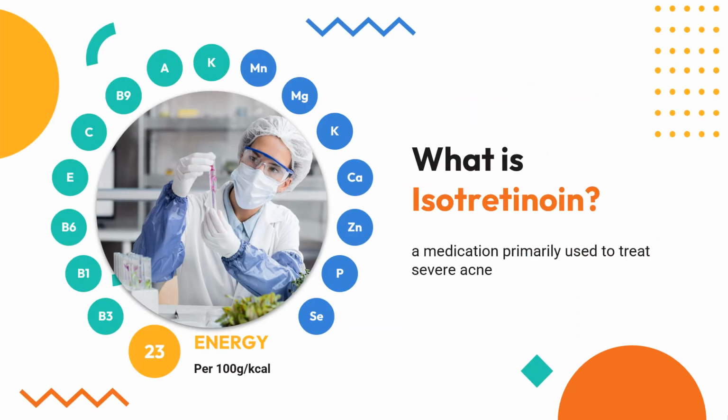What is isotretinoin? Isotretinoin, also known as 13-cis-retinoic acid and sold under the brand name Accutane among others, is a medication primarily used to treat severe acne. It is also used to prevent certain skin cancers, and in the treatment of other cancers. Isotretinoin was patented in 1969 and approved for medical use in 1982. In 2020, it was the 264th most commonly prescribed medication in the United States, with more than 1 million prescriptions.